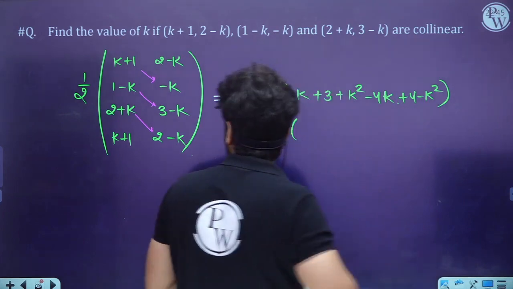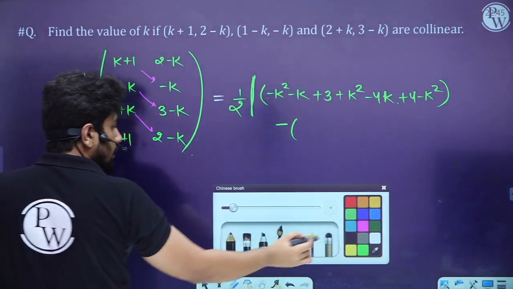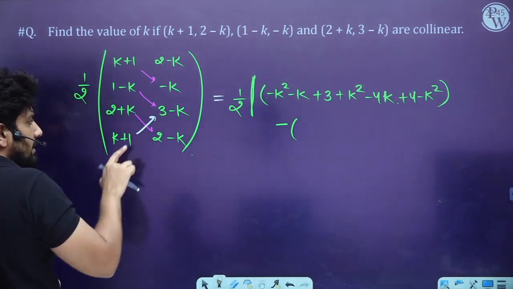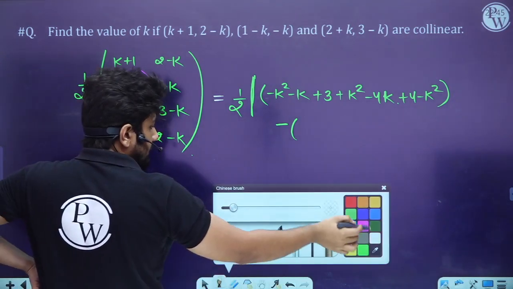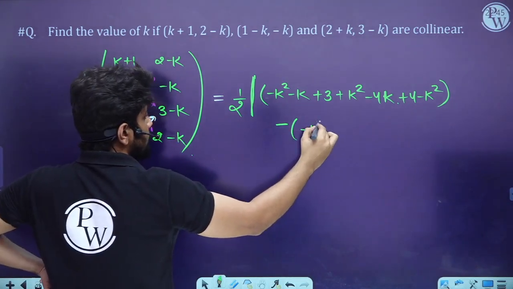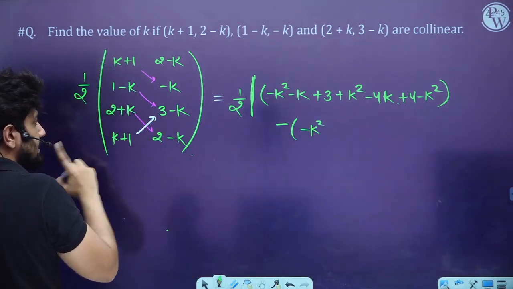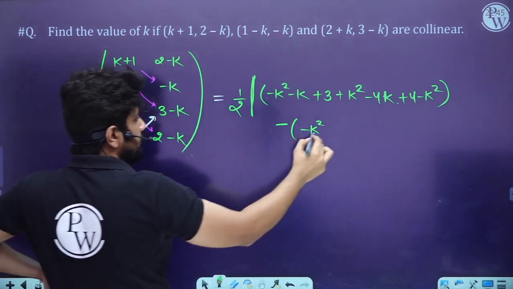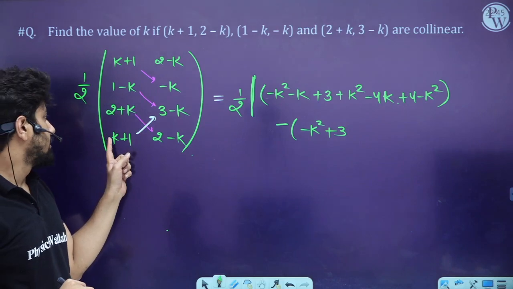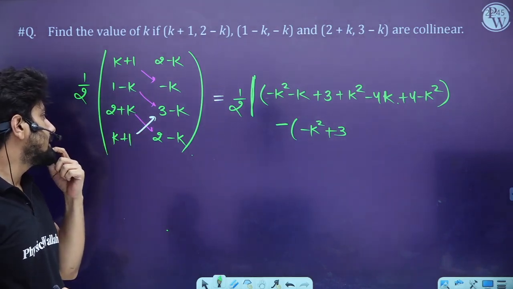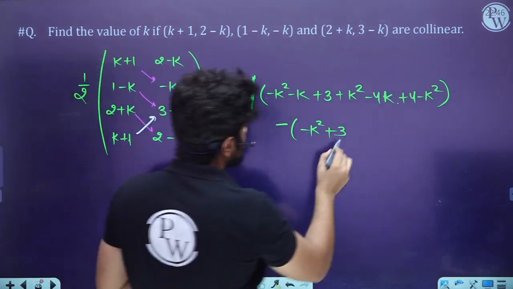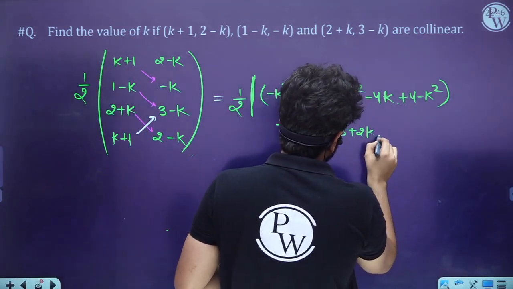Okay, now, so k plus 1 times 3 minus k, what will be their product? K plus 1 times 3 minus k, their product will be k into minus k, minus k square, and then we get plus 3, right? And then plus 3, then k into 3, 3k minus k, that will be plus 2k. This will be the product.